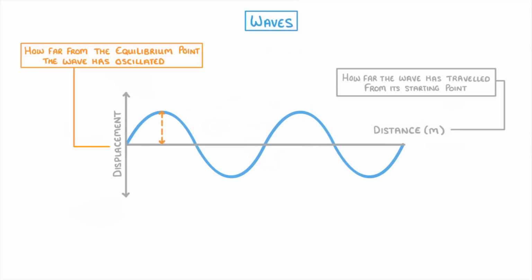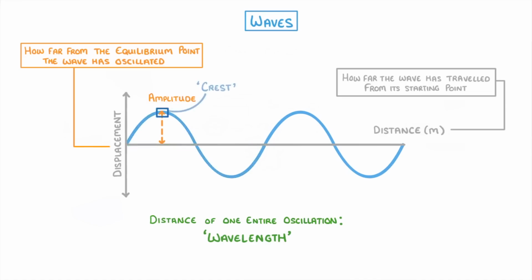The maximum displacement is known as the amplitude, while the distance of one entire oscillation is called the wavelength. So that could be from equilibrium, up, down, and back up, or it could be from the very top of a wave, which we call the crest, down and back up to the next crest. It just has to be one entire oscillation. And the opposite of the crest is called the trough.